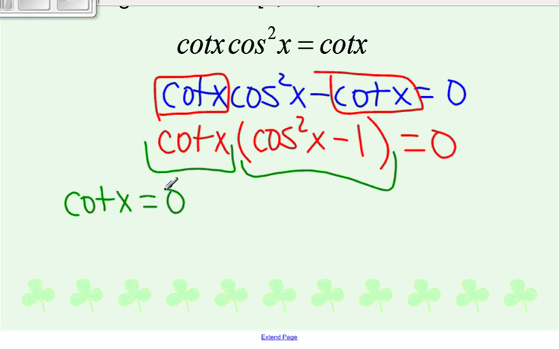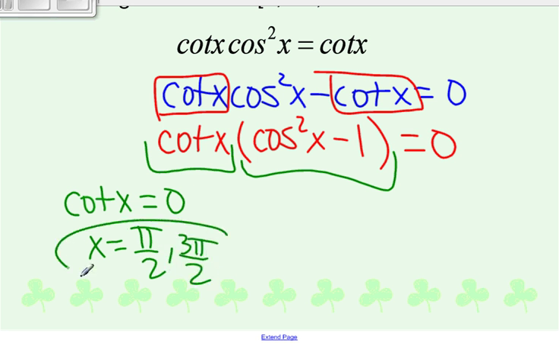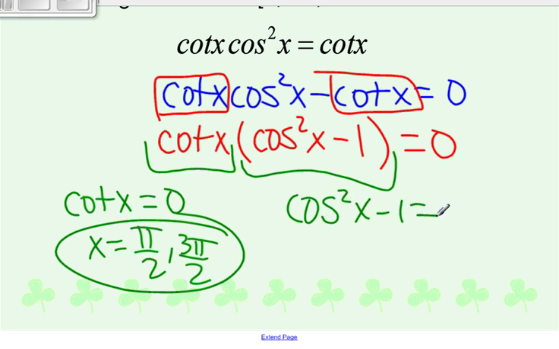Okay, so when cotangent is 0, that means that x is 0 because x is on top. Okay, so when x is 0, or our cosine function is 0, that's going to be pi over 2 and 3 pi over 2. And then we're going to have cosine squared of x minus 1 equals 0. So cosine squared of x equals 1.